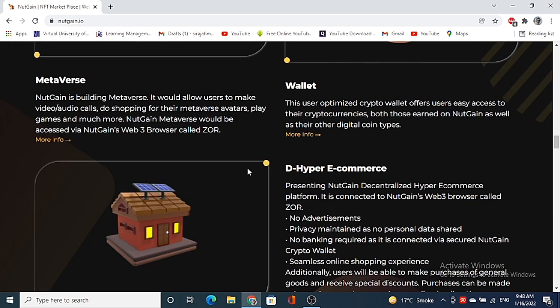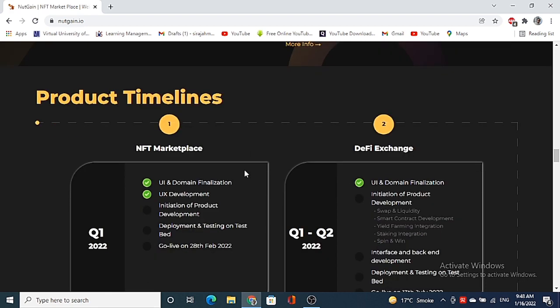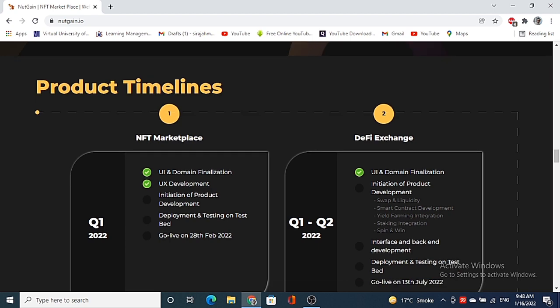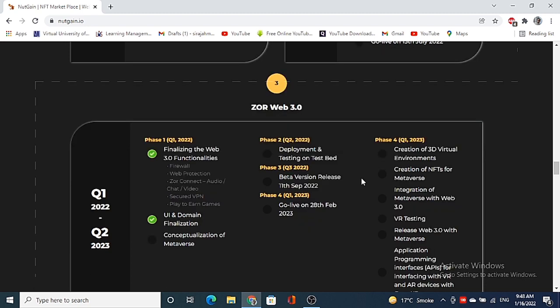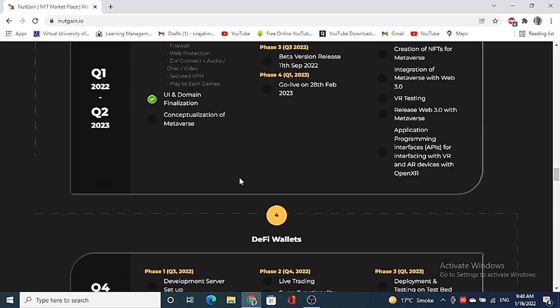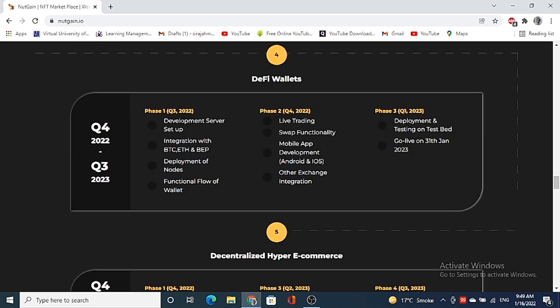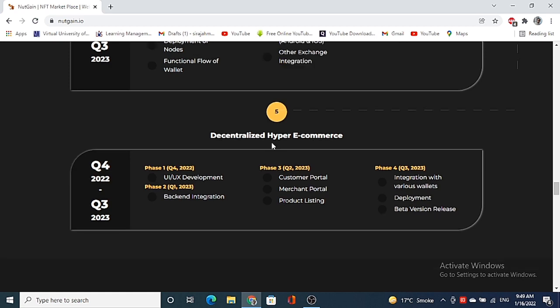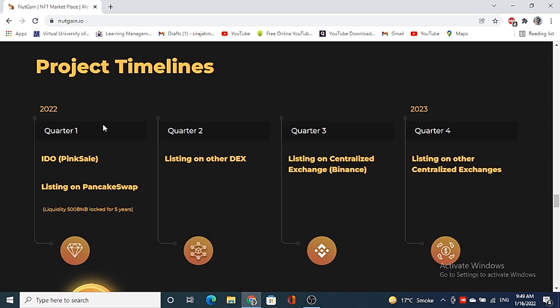Their roadmap, especially the NFT marketplace UI and domain finalization, is done. UX development is done, which is again in the DeFi exchange. It was supposed to be done in 2022 and they have managed to achieve this. In the third phase, the Zor Web 2.0 phase is done, which is finalizing the Web 3.0 functionalities. The rest of phases 2, 3 and 4 will be achieved soon. Looking forward to DeFi wallets, these are split into phases 1, 2 and 3 as you can see on the screen. Decentralized hyper e-commerce is going to be fulfilled by 2023.